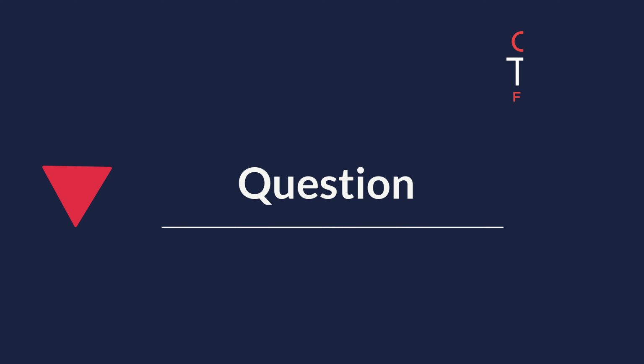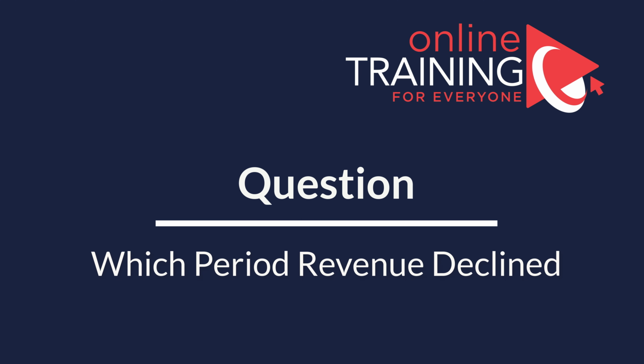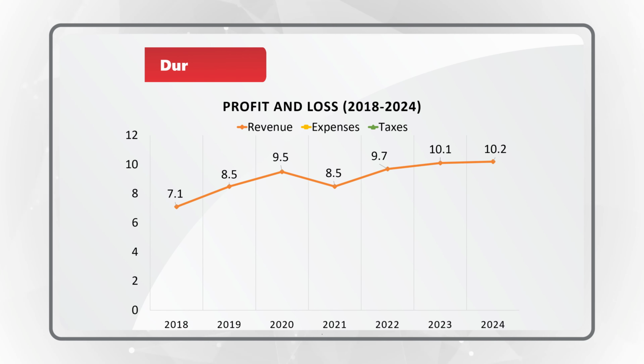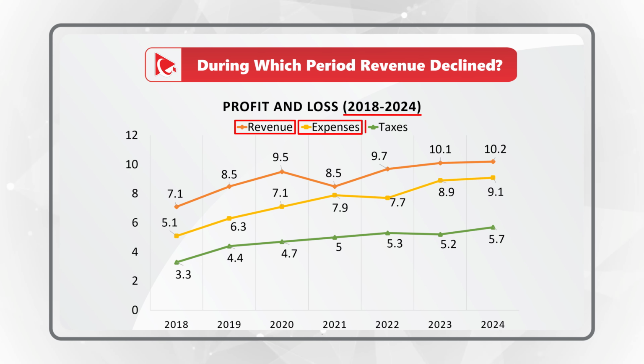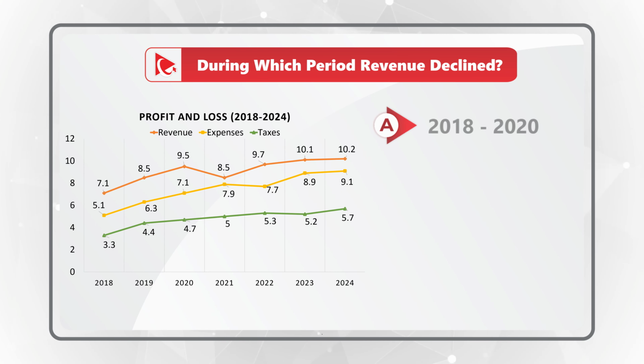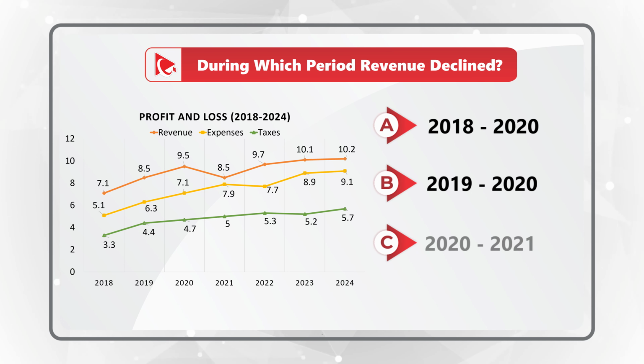And now it's time for you to practice your skills to see if you can come up with the answer. You're presented with chart of profit and loss between the period of 2018 and 2024. The chart shows revenue, expenses, and taxes. And you need to determine during which period revenue declined. You have 4 different choices to choose from: choice A, 2018 to 2020, choice B, 2019 to 2020, choice C, 2020 to 2021, and then choice D, 2023 to 2024.